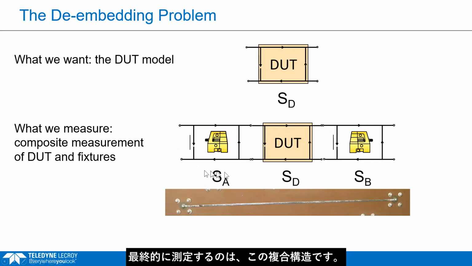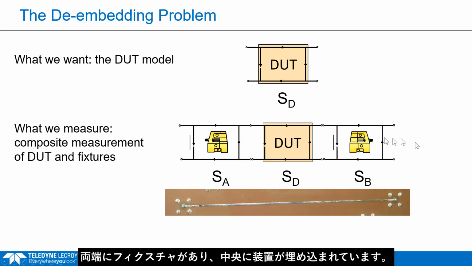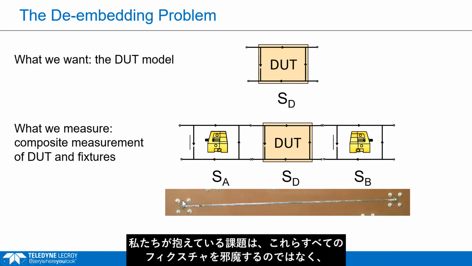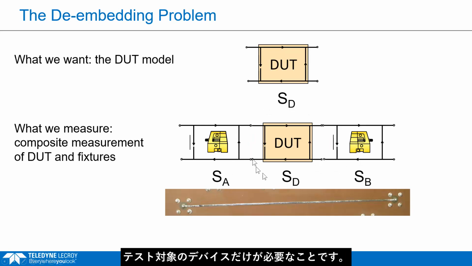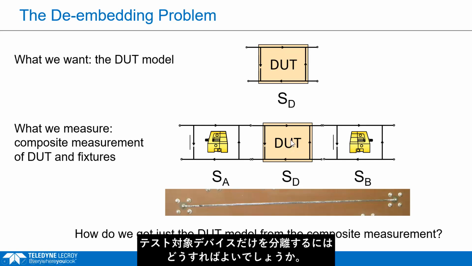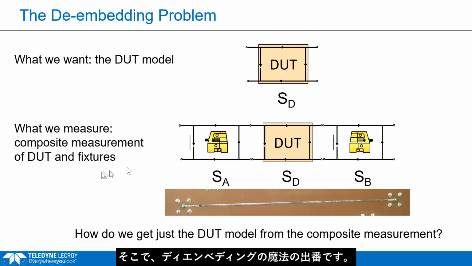What we end up measuring then is this composite structure. It's got the fixtures on the ends and the device embedded in the middle. An example is shown here of a simple microstrip trace on a board, may of course on the bottom side of the board that we can't see in this picture. The challenge that we have is we don't want all those fixtures in the way, we want just the device under test. How do we separate out just the device under test when we measure it embedded in these fixtures? That's where the magic of de-embedding comes in.